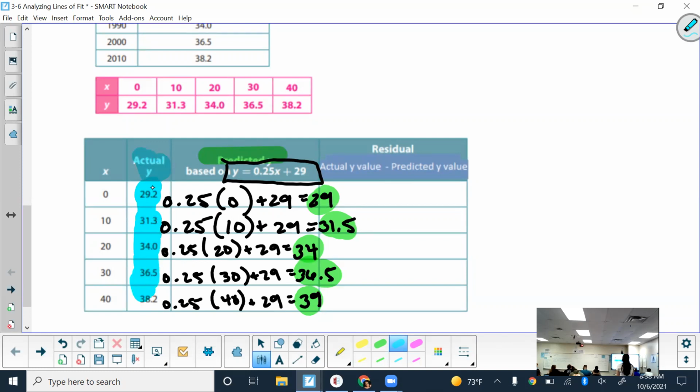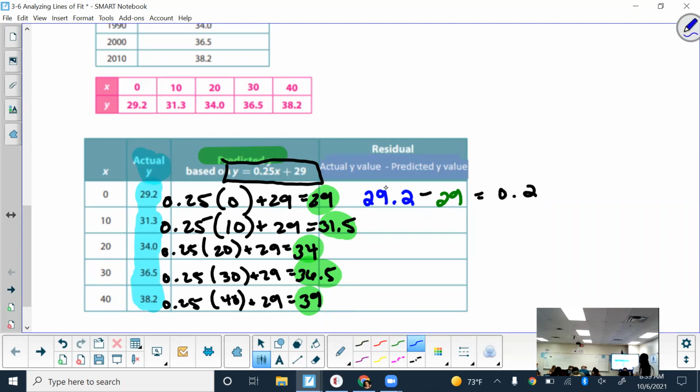All right, your residual is always your actual minus your predicted. So what was my actual for the first row? My actual was 29.2. My predicted was what? 29. So we're subtracting them. So what's my residual for that one? 0.2. Good. And then keep going.